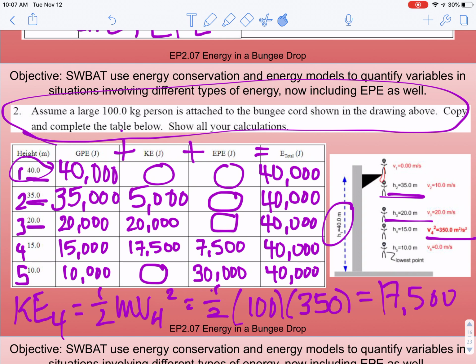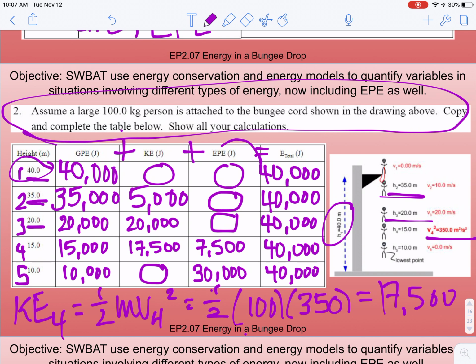So when we look at this, one thing I want to talk about, so it makes sense that this GPE here is going down, right? It's getting smaller because they're dropping. The KE, it starts at 0, it goes up to 5,000, up to 20,000, but then it starts slowing down here, right? It gets a little bit slower. And when you think about it, well, now that's because some of the energy got transferred over here to EPE. Okay, and that's because between 3 and 4 is when the cord started stretching. So that's why all of a sudden we've got some EPE, it's taking away from our KE.